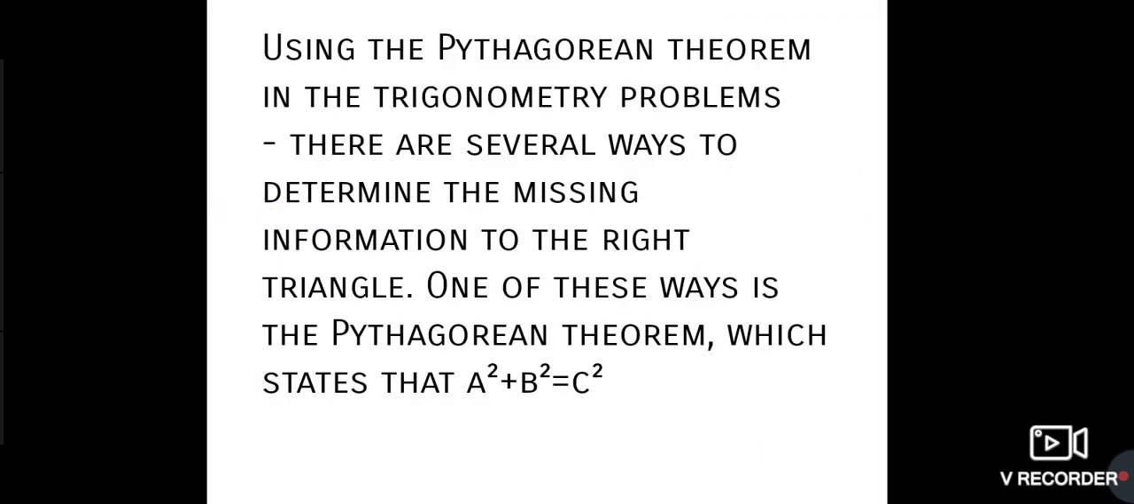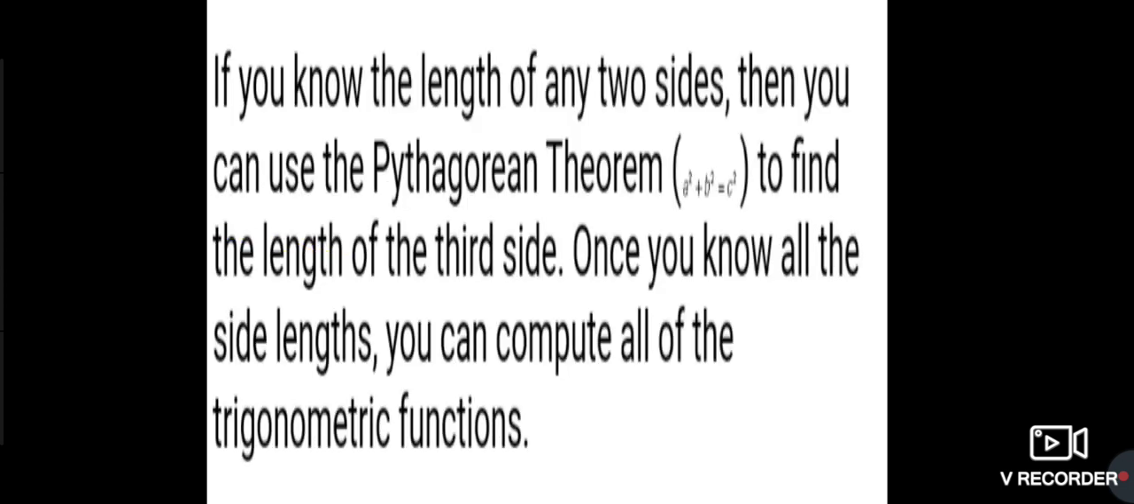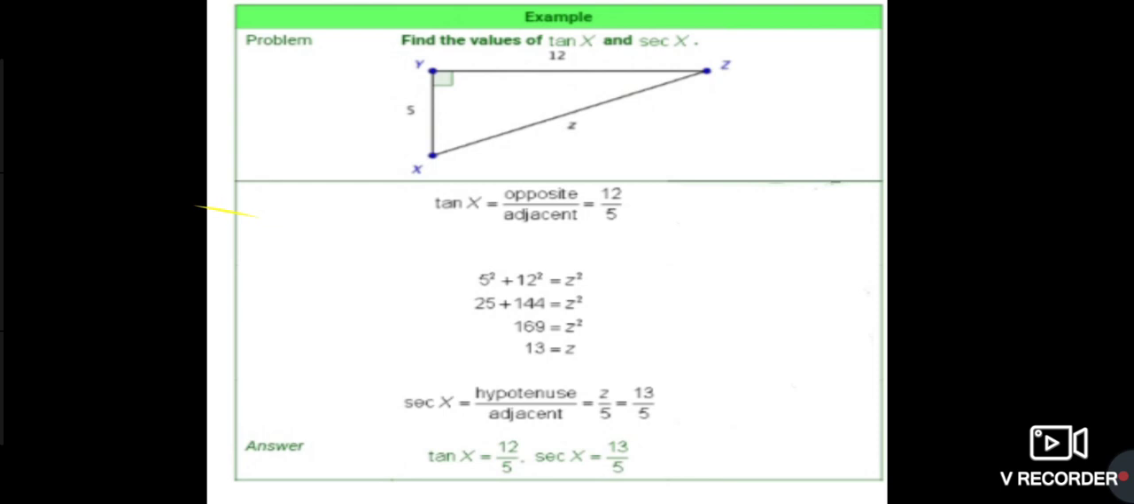Using the Pythagorean theorem: in trigonometry problems, there are several ways to determine the missing information of the right triangle. One of these ways is the Pythagorean theorem, which states that a squared plus b squared is equal to c squared. If you know the length of any two sides, then you can use the Pythagorean theorem to find the length of the third side. Once you know all the side lengths, you can compute all of the trigonometric functions.